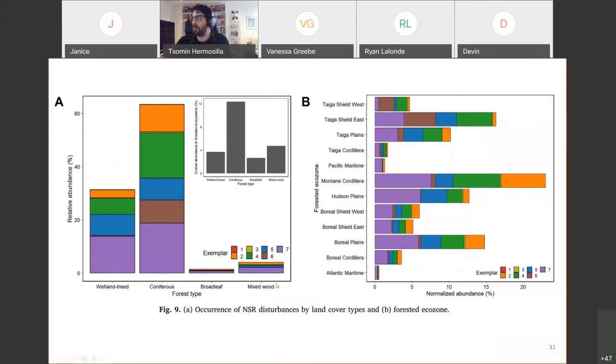And we were able also to map the normalized abundance, so what proportion of each ecozone was affected by each of the different exemplars we used. So we can see that Montane Cordillera in BC was actually the ecozone that had the largest abundance of non-stand replacement disturbances.